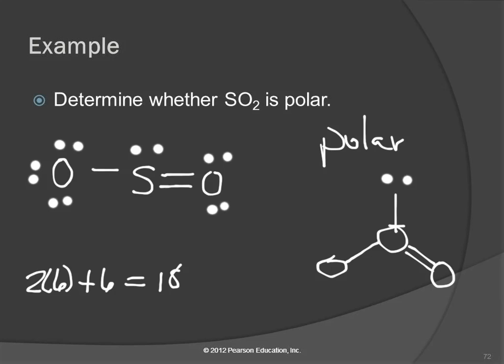This one has 3 groups, right? Single bond, double bond, lone pair. So it's going to make a trigonal planar shape with the electrons, and then this guy's invisible. And so our shape here is bent. These bonds are polar, going from oxygen to sulfur. No, from sulfur to oxygen. Wait, I was thinking the right direction. Those aren't going to cancel each other out, are they? So, polar molecule.